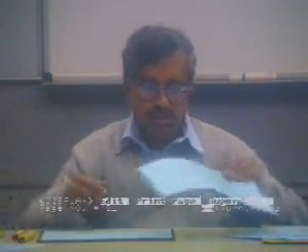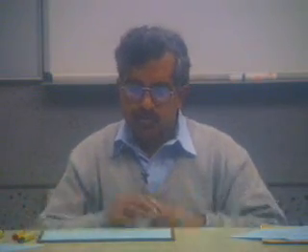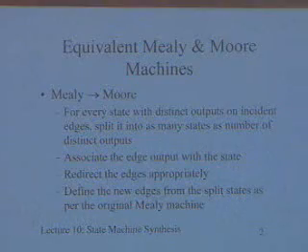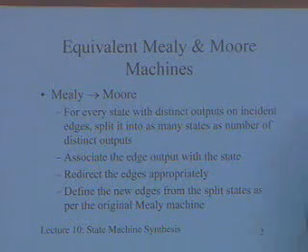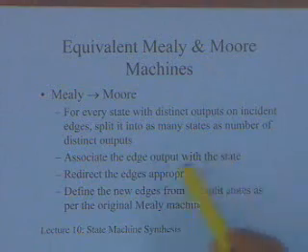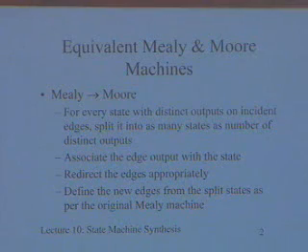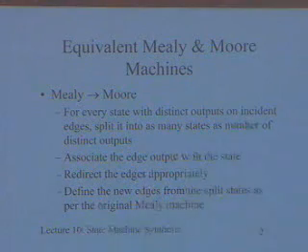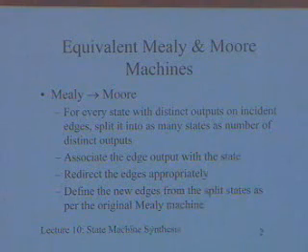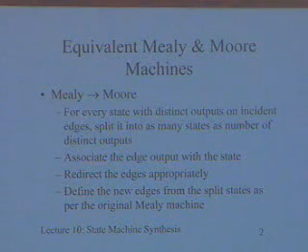So, first we talk about the Mealy and Moore. In terms of Mealy and Moore, there is a very simple transformation that is possible. If you want to transform a Mealy machine to a Moore machine, for every state with distinct outputs on incident edges. If you consider a state, there are a number of edges which are incident to it. All those edges which terminate on that state are called incident edges. So, if you have multiple incident edges, then you look at what are the outputs that are associated with those incident edges. If multiple outputs are associated with those incident edges, then that particular state gets split into multiple states.